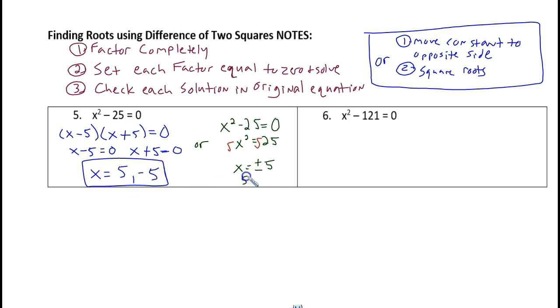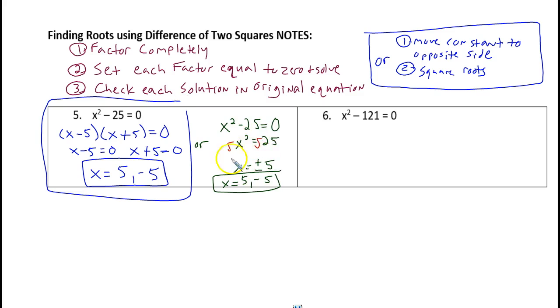And then remember, I asked you to list them out because there are 2 solutions. Either way is fine. In this video, I'm going to stick with the new method. But just remember that the old method works just as well, and you are welcome to use it, unless I specifically say use the difference of 2 squares.